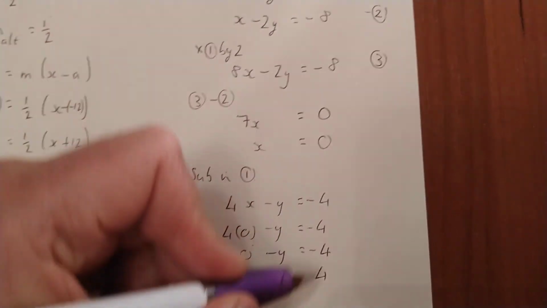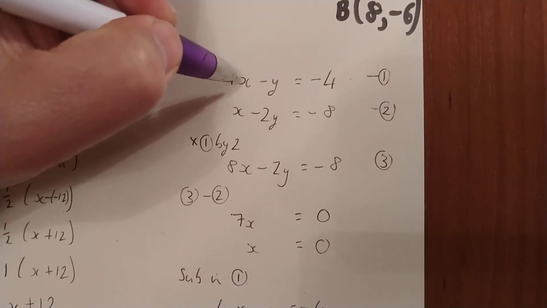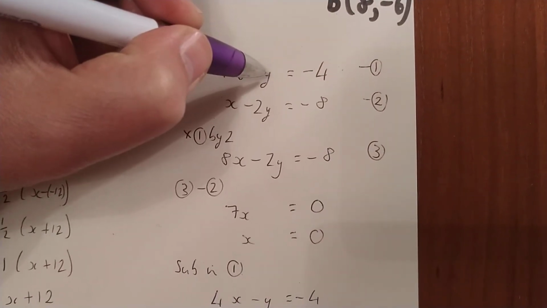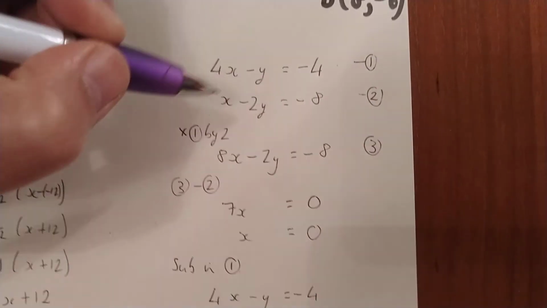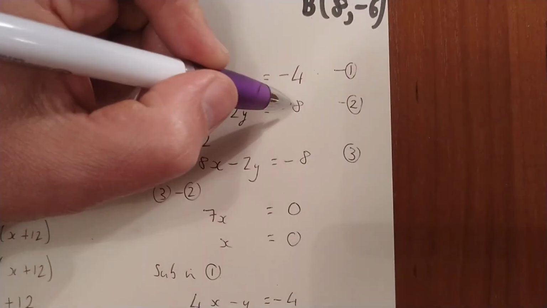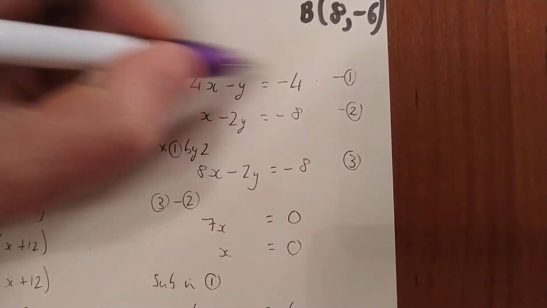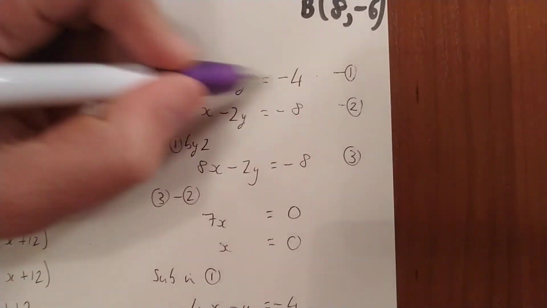Does that make sense in the diagram? We're saying x is 0, y is 4. Well, before that, I'll check. Always check, please, simultaneous equations. So I'm saying 4 zeros, take away 4. Left-hand side is negative 4, so that balances there. Yes, that works. 0, take away 2, 4. 0, take away 8 is negative 8. Yes, it satisfies both equations. So my solution of x is 0, y is 4 must be correct.